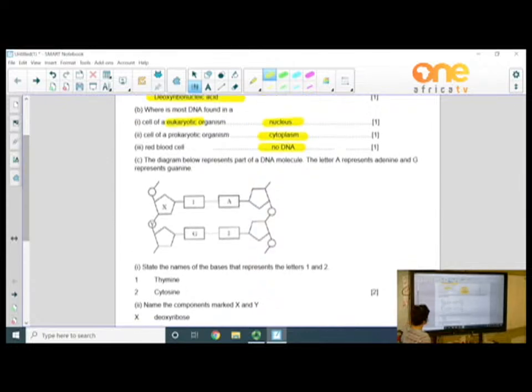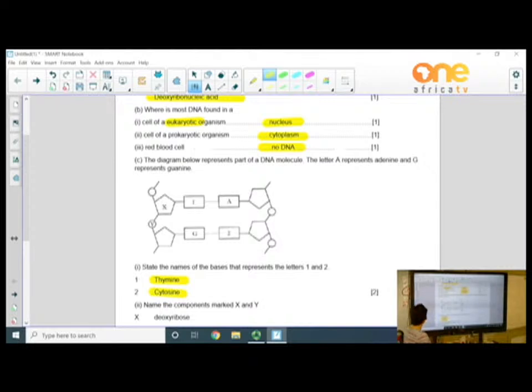State the names of the bases. Please spell correctly, so that when I say your name, it is correct. At higher level, they are strict on specific scientific words that you have to spell correctly. So the missing one must be thymine, because thymine links with adenine, and guanine will link to cytosine.